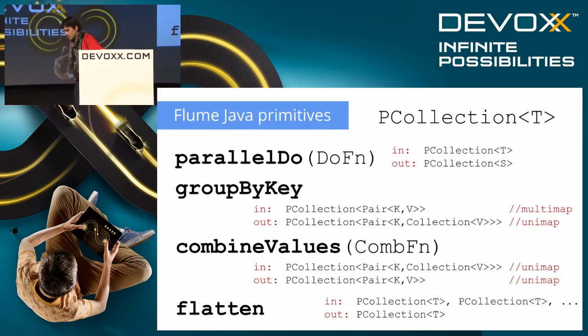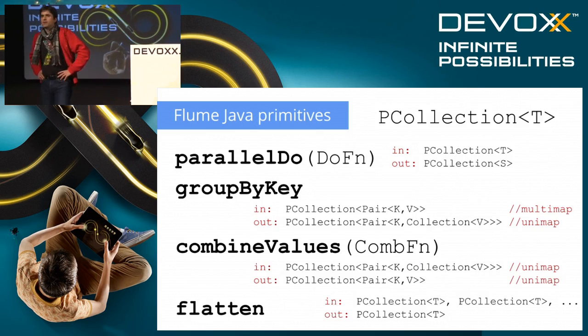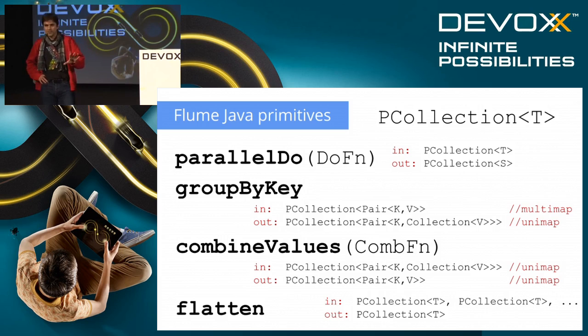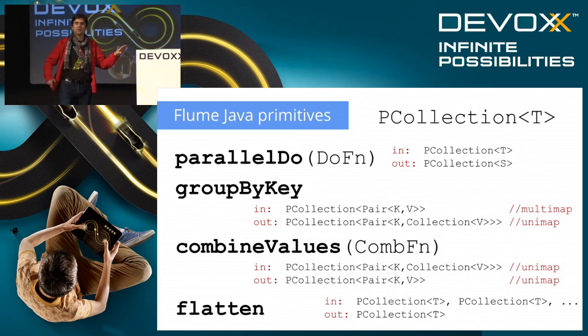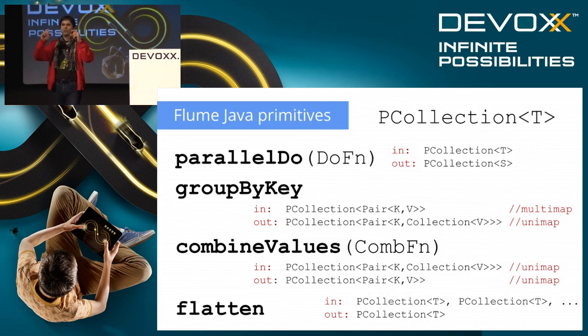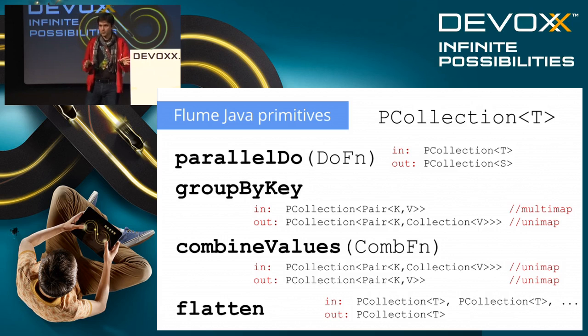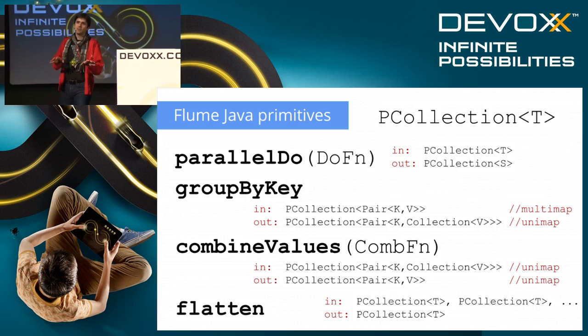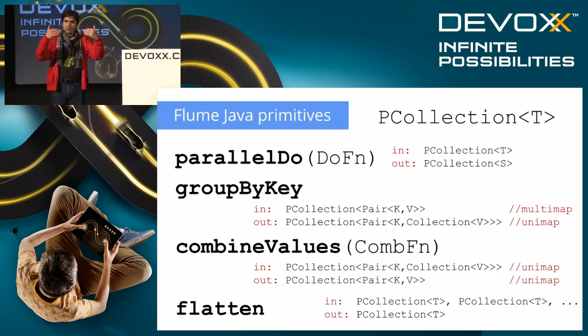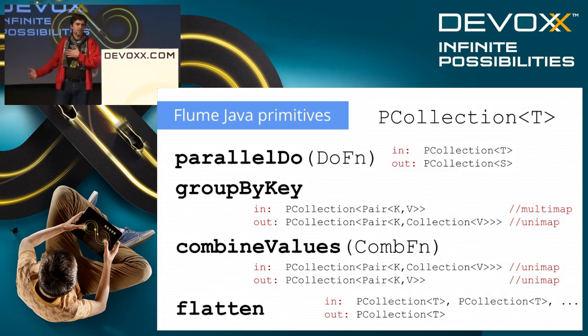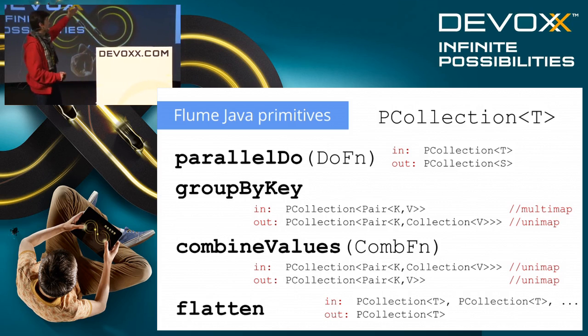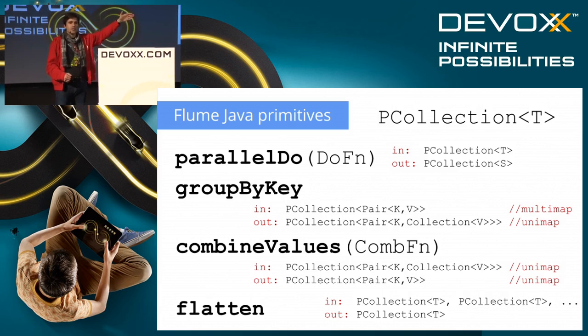So let's be a little bit more precise. In Flume Java, you have 4 primitives. First, before we go into the primitives, you work on P collections. All of your data is represented in a P collection, a parallel collection. That is an immutable collection, so if you want to process data, you take them from there and you create a new collection for the next step.